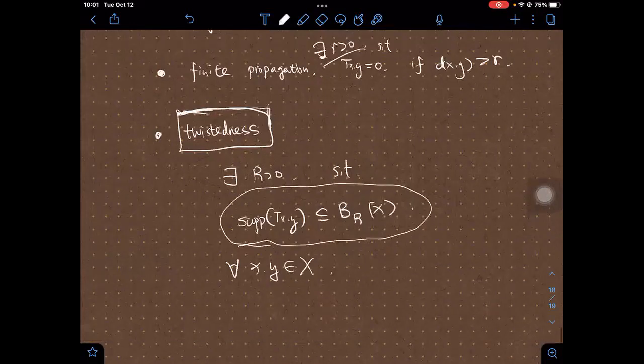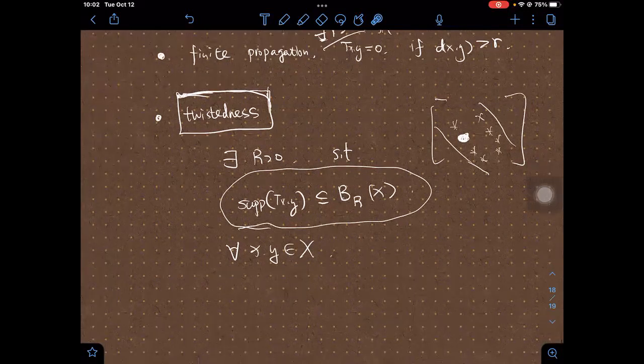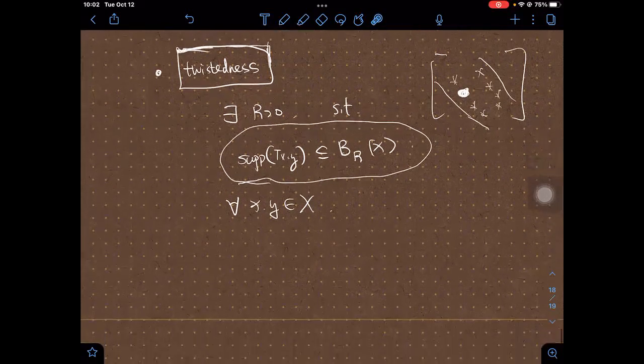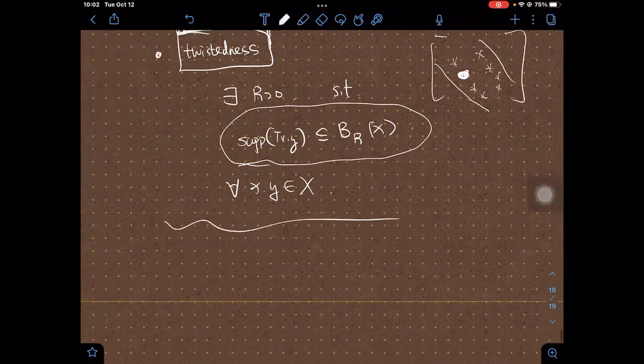So here you can view the element as a matrix, right? It is supported on a strip with bounded width, and each entry is a function on X. But we consider the support of the function contained in the r ball of x. So this is very important. This is the idea.